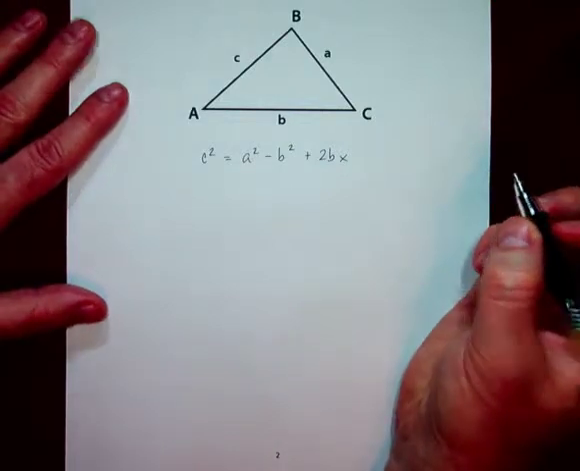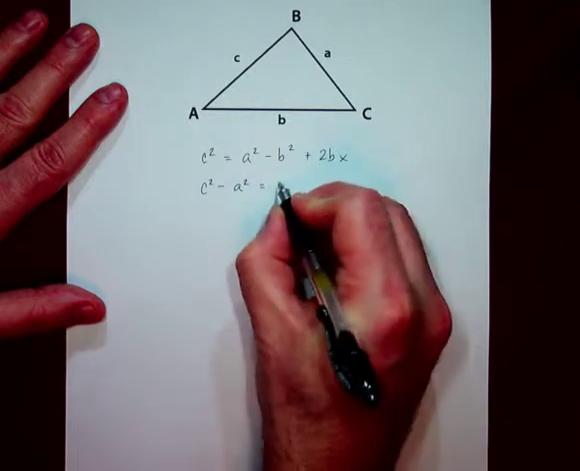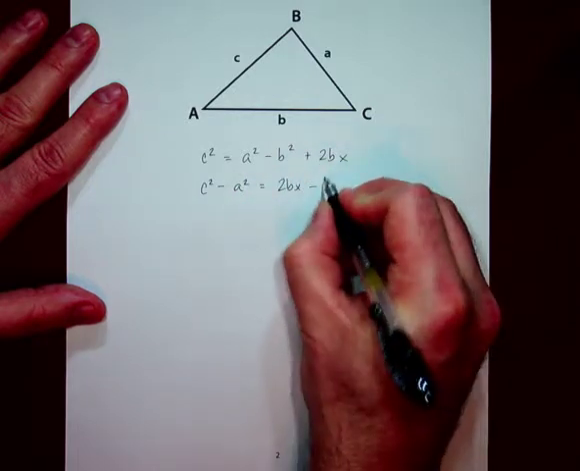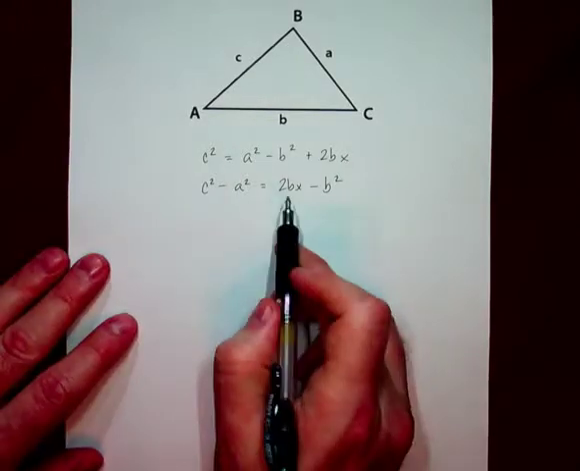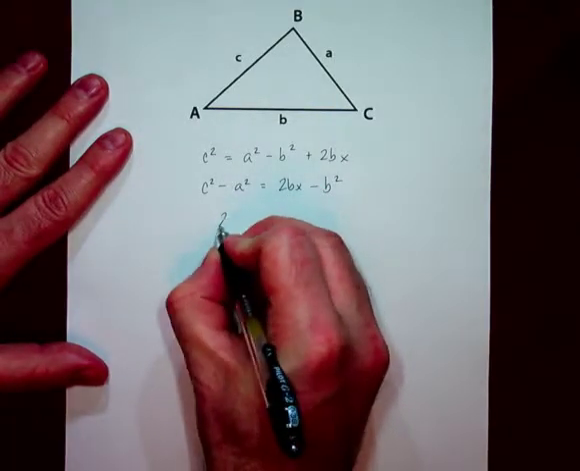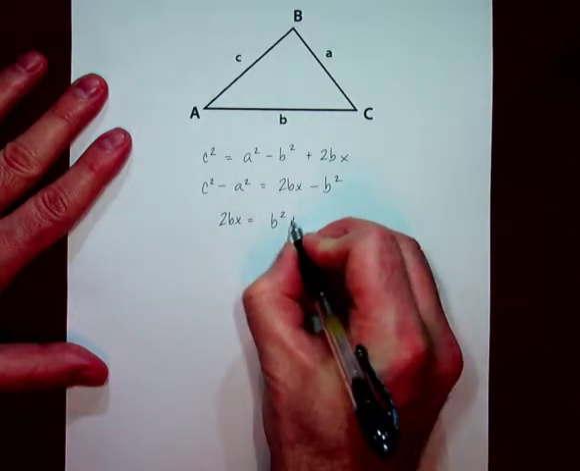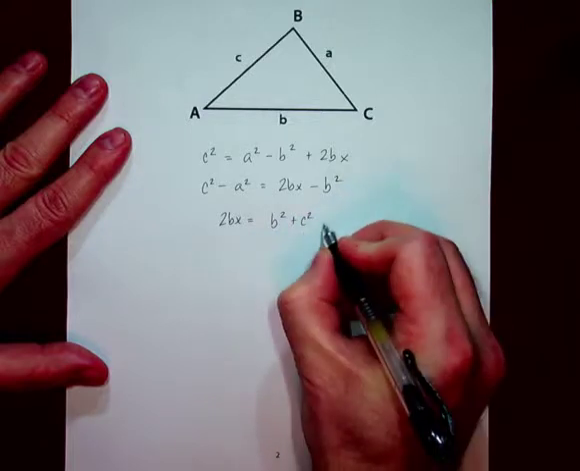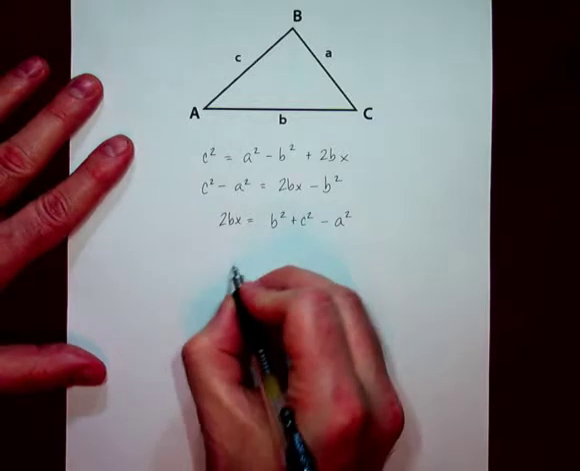What I'm going to do is I'm going to pull the a squared over to the left-hand side, and I'll go ahead and reorder this right-hand side so that I don't have a leading coefficient that's negative. Now, what I also want to do is now I want to solve for 2bx, and if I do that, what happens is I get 2bx is equal to b squared plus c squared minus a squared. And then let's solve for x.